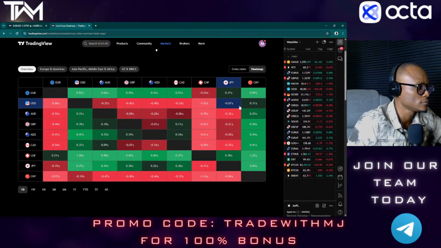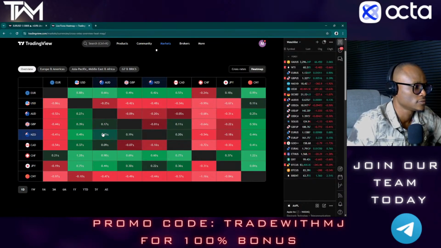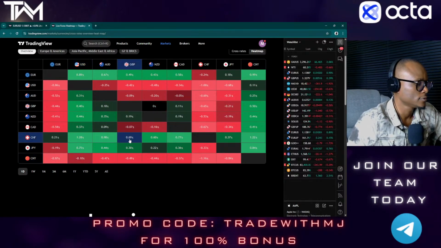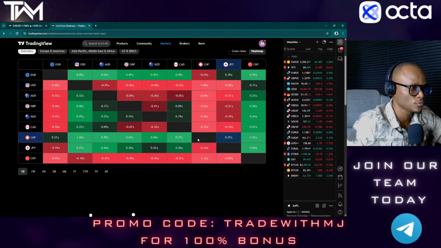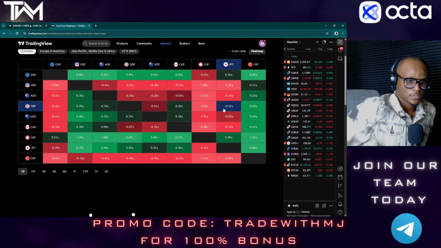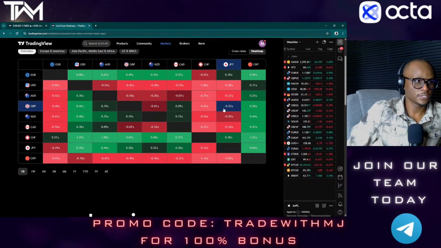AUD also down. British pound, I would say fairly strong. New Zealand dollar strong as well. Canadian dollar neutral. Swiss franc on the green, up against all majors. Japanese also strong for the day. Chinese yuan weak. So I would say Chinese yuan followed by the US dollar weak for this trading session.